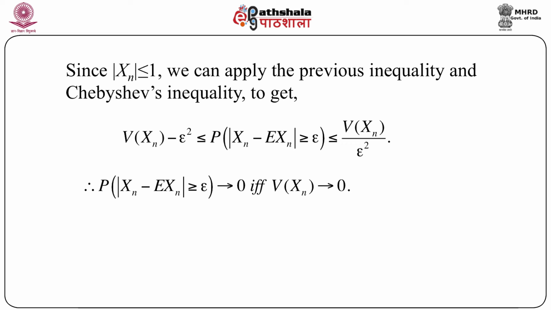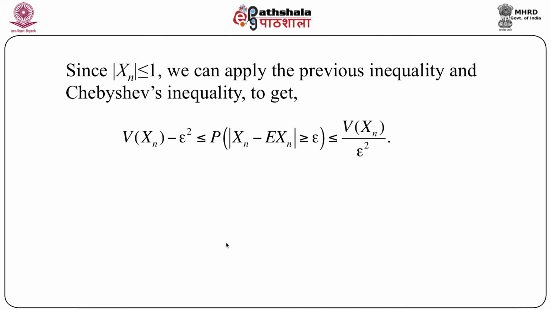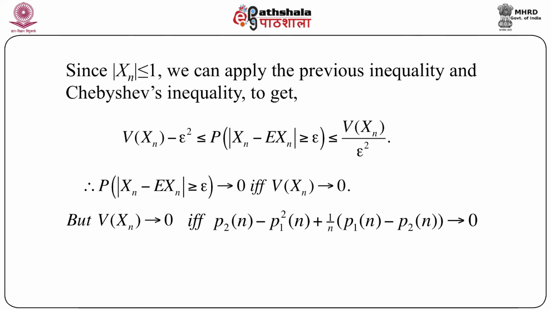And what is the variance of Xn? We have just seen the expression for the variance of Xn. So what we get is that the variance of Xn going to 0 is implied by, that is, holds if and only if, this entire quantity p2n minus p1n squared plus 1 by n times (p1n minus p2n) goes to 0.